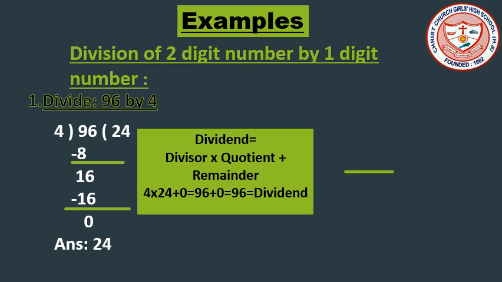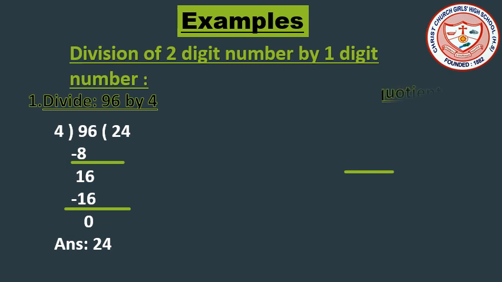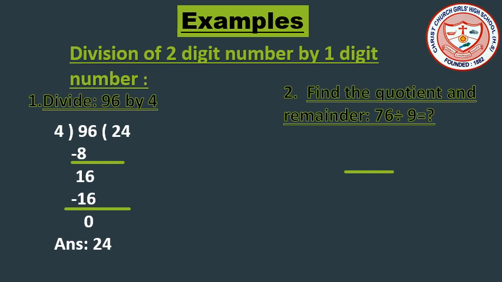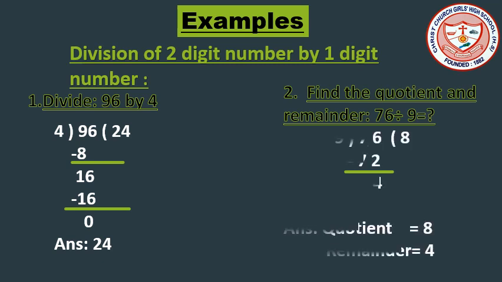Now let us solve another sum. Find the quotient and remainder. 76 divided by 9. So how can we do that? The same thing, we have to arrange the number properly and then we are going to start the calculation from the left.